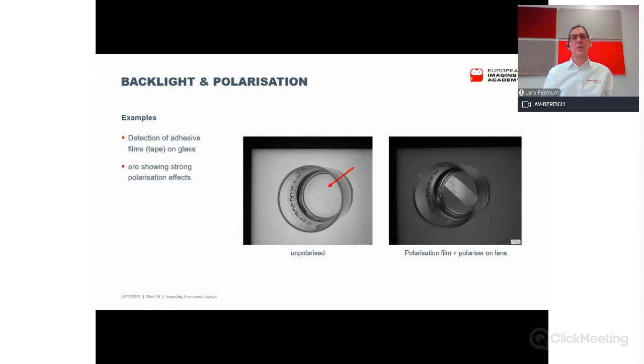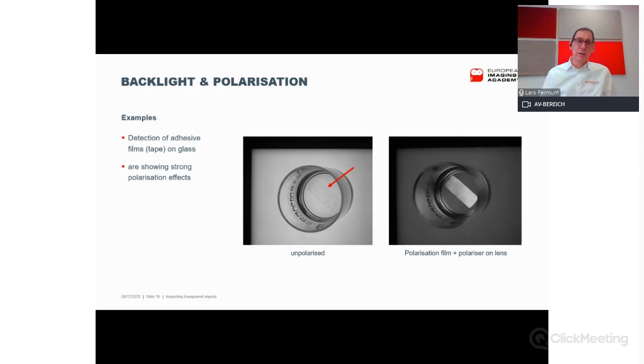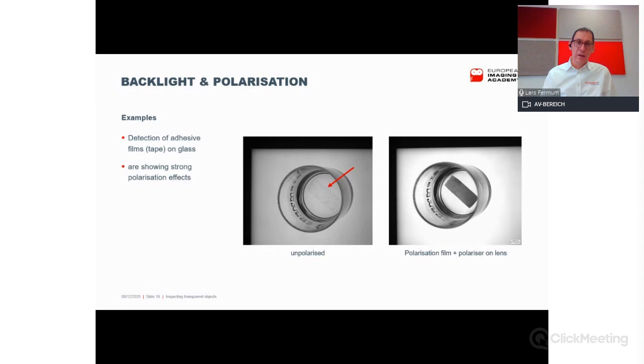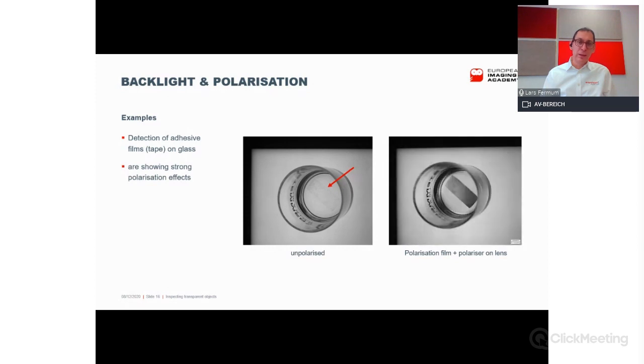And another example for you. How does the current structure look like here? In this case too, there's a polarization filter in front of the backlight and in front of the lens. And the test object is a transparent drinking glass.